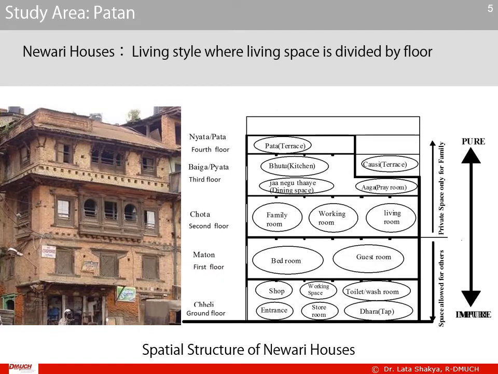This historic city Patan is one of the newer towns. Newer houses are normally 4 to 5 storied. Based on the concept of purity, the living space of the house is divided on each floor, such as the ground floor is used for toilet storage room, the first floor is used for a bedroom, guest room, the second floor is used for a family room, and the third floor is used for a kitchen and a prayer room.